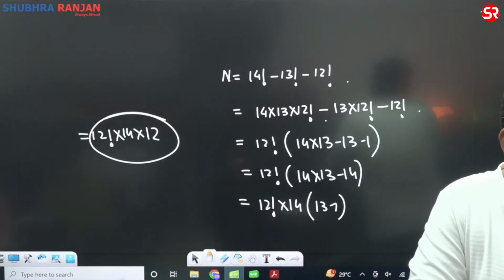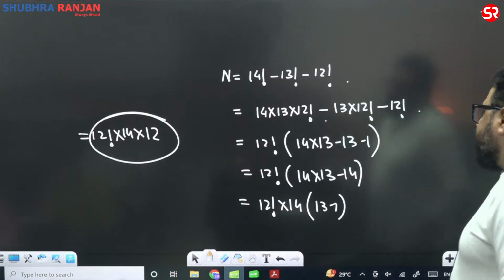No, 14 factorial will be 14 into 13 factorial, isn't it? N factorial is n into n minus 1 factorial. Now 14 into 13 factorial. 13 factorial is 13 into 12 factorial and so on, right? So first important aspect, look.